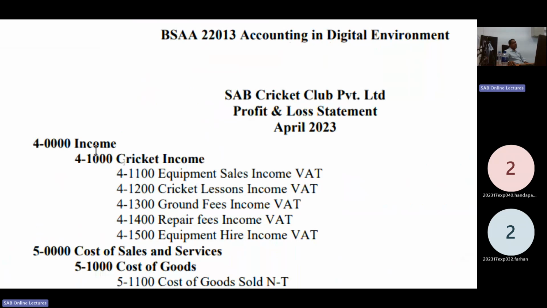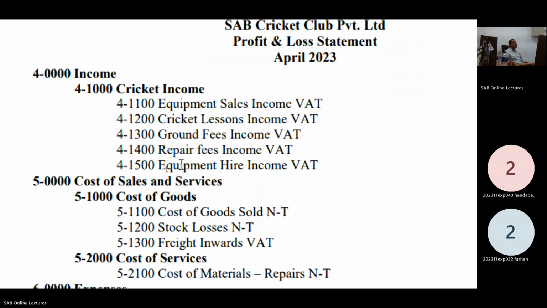Under the main income, another sub-header account, 4-1000 cricket income. These are the main cricket income detail accounts, ledger accounts: equipment sale income, cricket lesson income, ground fees, repair fees, equipment hire income. Got this point? These are the major revenue items in your P&L, profit and loss statement. Right. First we'll create our first header account.